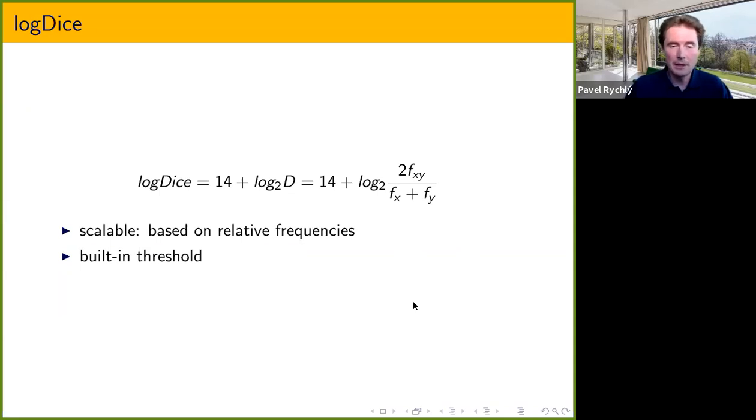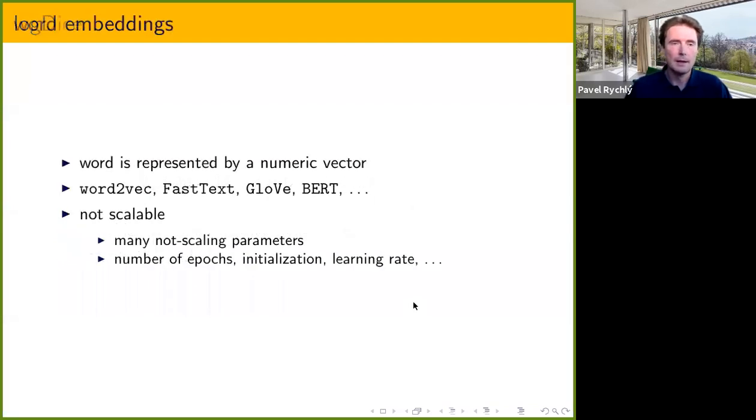There is a built-in threshold that if the log dice is positive, there is a threshold that the relative frequency of both parts of the collocation are 1 to 64,000. And this threshold is based on relative frequency. So the log dice is scalable and works very well.